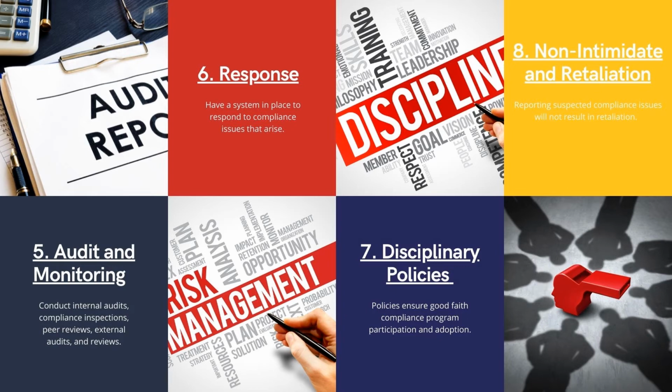Number 5, auditing and monitoring. You must conduct internal and compliance inspections, peer reviews, and external audits as required. Number 6, you must have a response. Have a system in place for responding to compliance issues that arise. Number 7, you have to have a disciplinary policy. Policies ensure good faith compliance program participation and adoption. And number 8, we have to have a non-intimidation or non-retaliation program, which means if you're reporting an issue, you shouldn't have any concerns about being retaliated against because you reported such an issue.